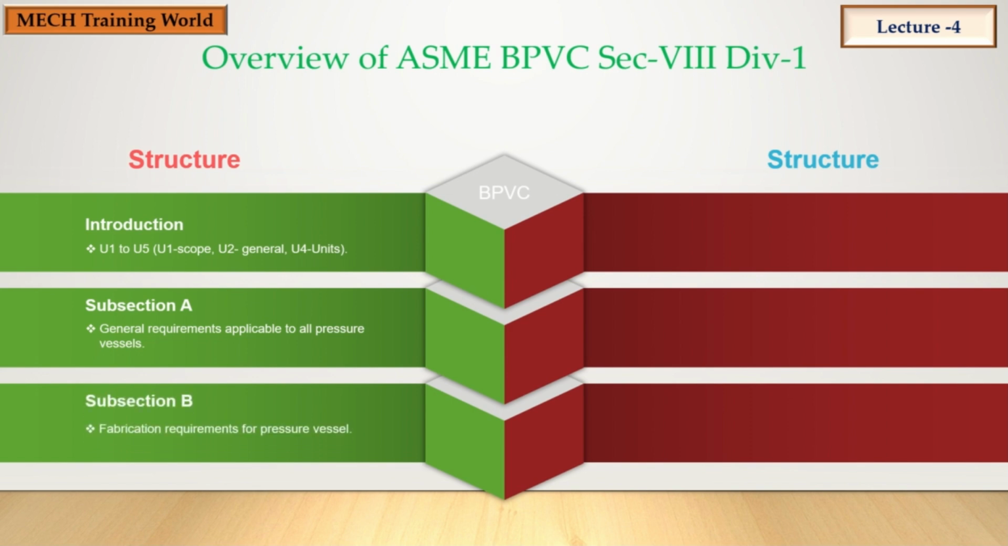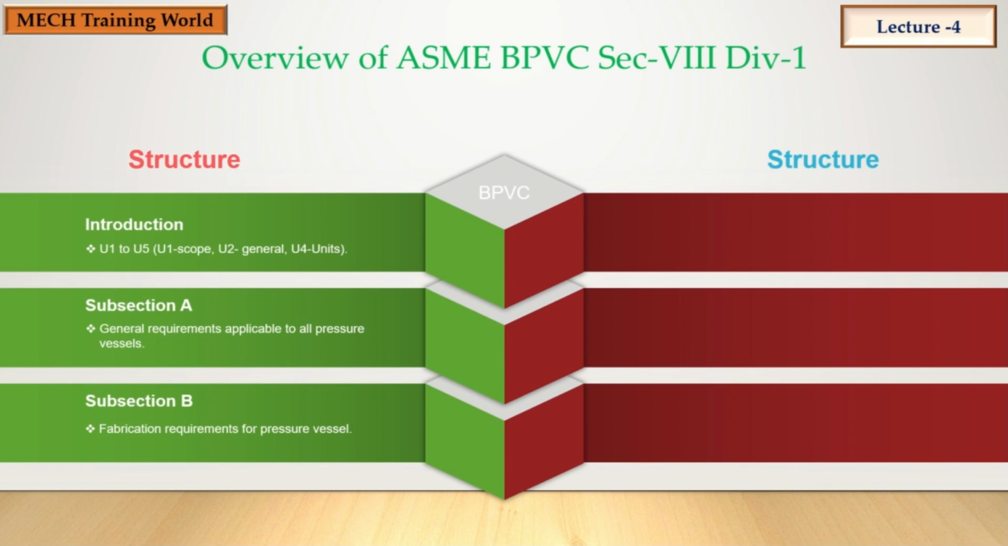Subsection B covers fabrication methods of pressure vessels, which includes how to weld your pressure vessel, how to braze the components, and how to give joint efficiency for that particular component. Don't worry, guys. We will discuss all these topics in detail in upcoming videos. This is only an introductory video for the ASME BPVC.